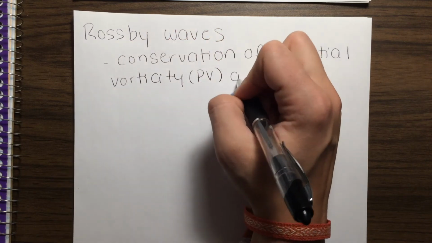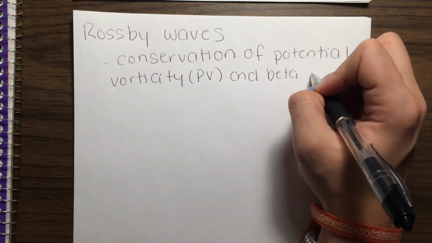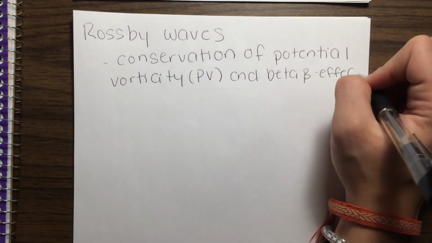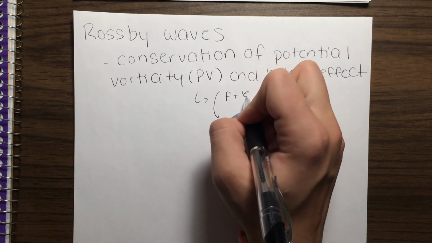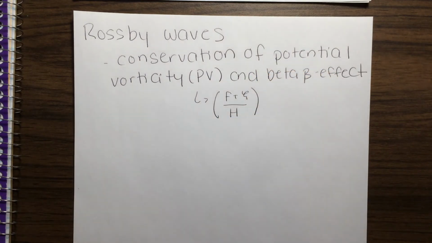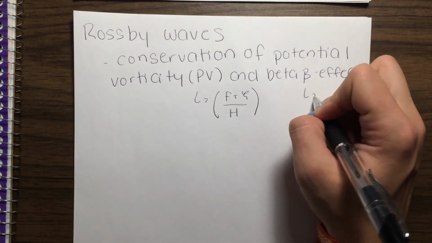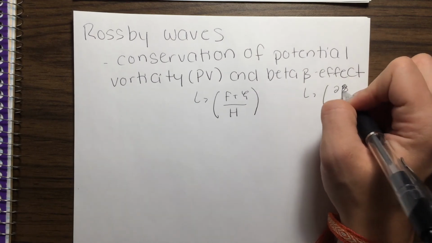Rossby waves occur due to conservation of potential vorticity and the beta effect, which again, PV is equal to f plus the relative vorticity over the height of the water column H. And beta is defined as the change in Coriolis force f with respect to latitude.